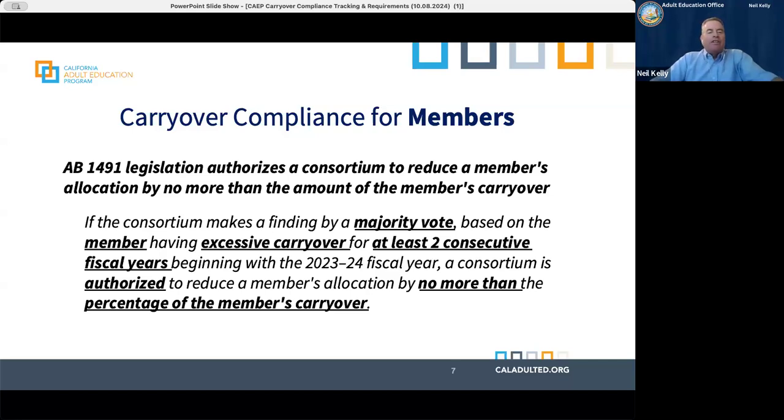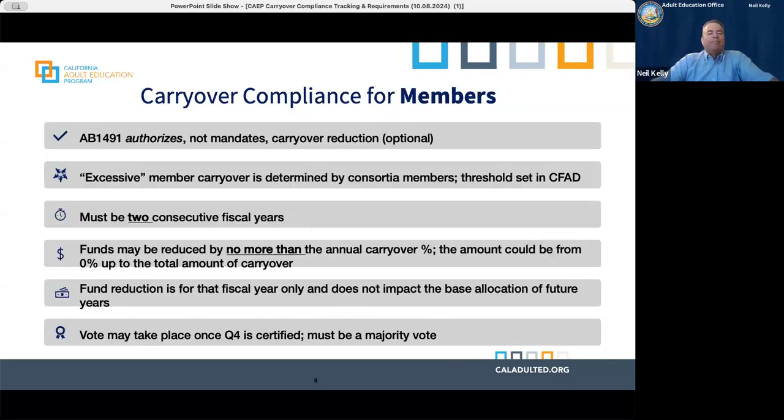So there's a lot of variation on the member side of carryover, and it's really up to the consortia, like it says here, to authorize what's going to happen, including the reduction of the members' allocation. And so you would determine that percentage as well. So on the member side, there is a lot of flexibility and a lot of decision making by the consortium. Next slide, please. So here are some takeaways on the member carryover.